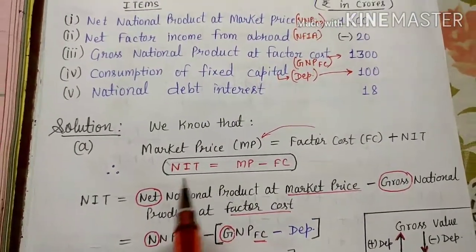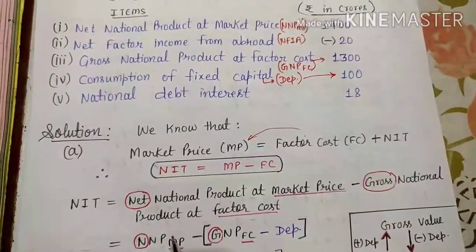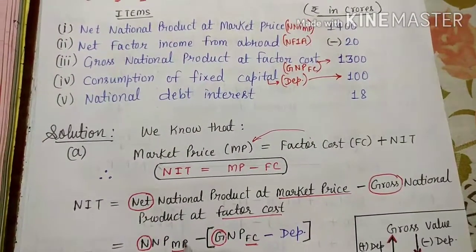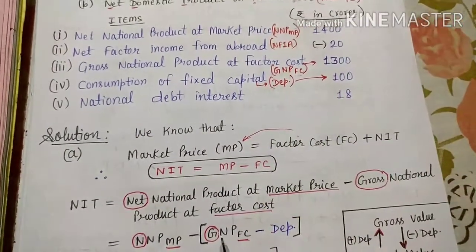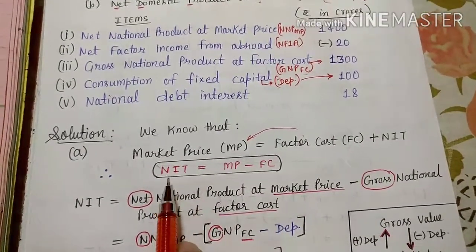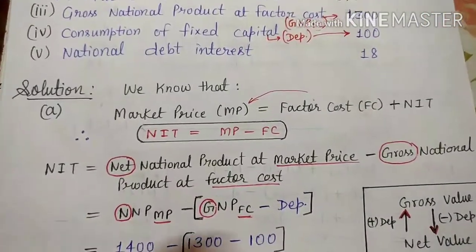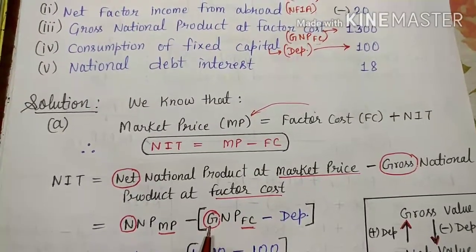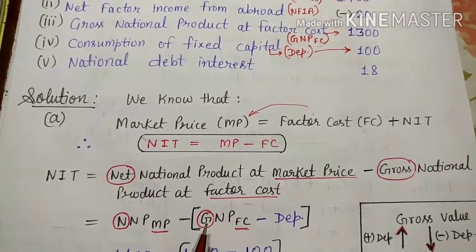Now what we have in the question, just check properly. Net national product, NNP at MP, is already with us in the question. And what else do we have? GNP at FC. Okay. So in order to find this NIT, first we have to change all these into the same units. As you can see, we were given NNP at MP and GNP at FC. So first we need to convert this G into N only.